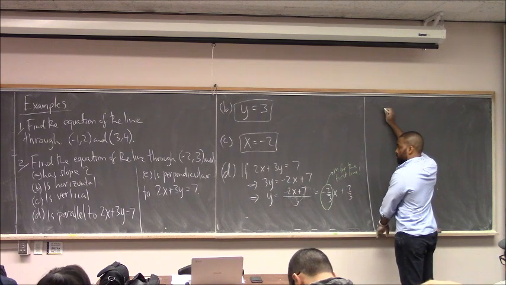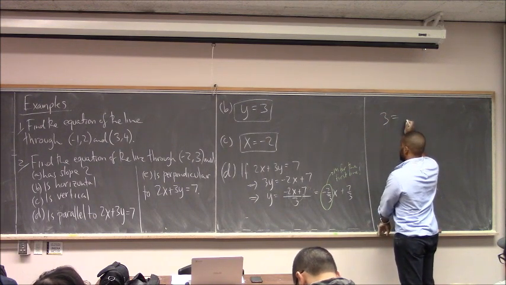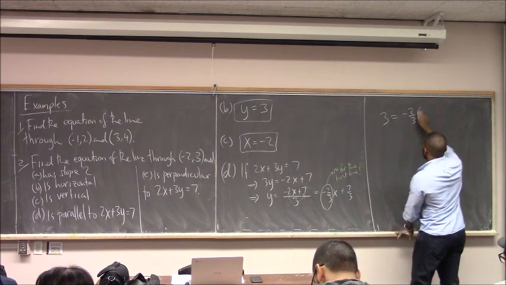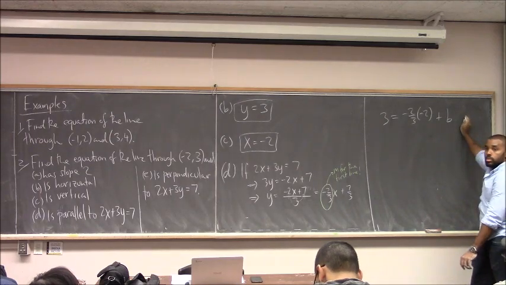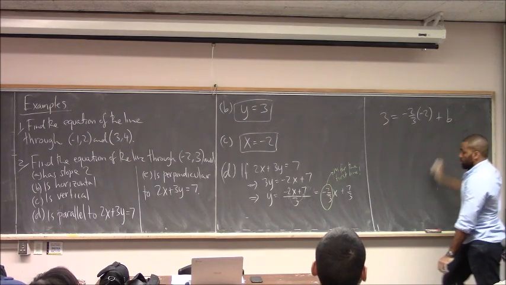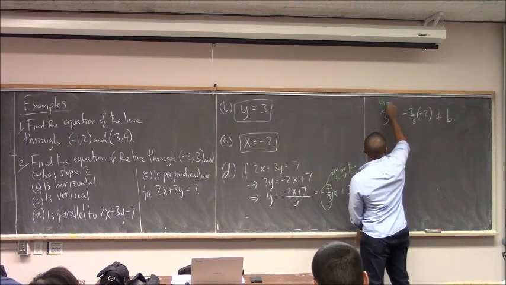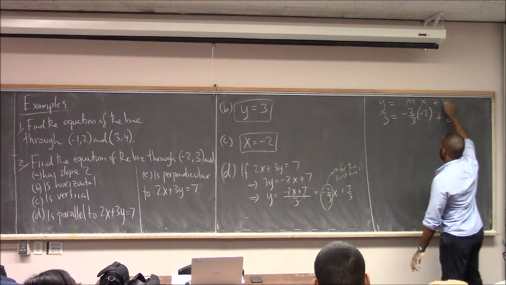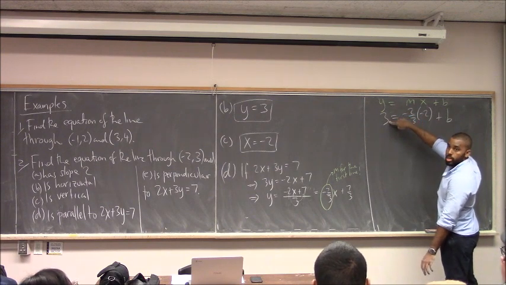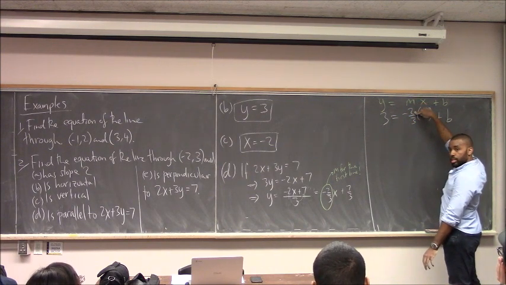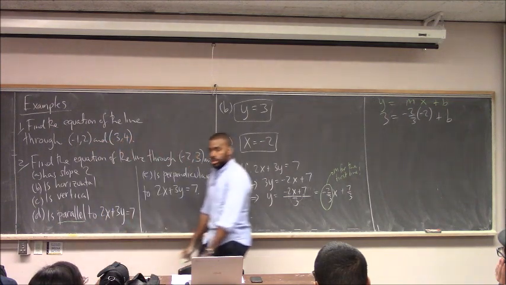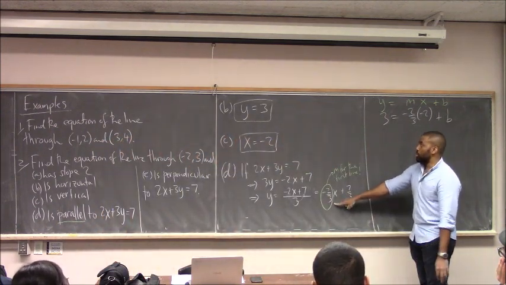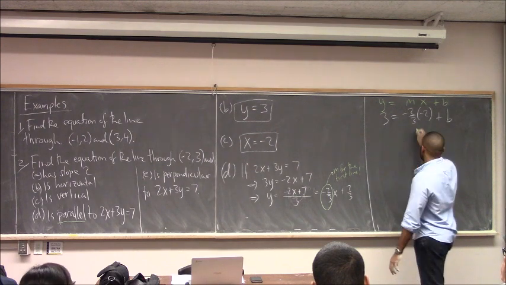3 equals negative 2 over 3 times negative 2 plus b. Okay, why that equation? What did you think about it? That's the slope-intercept form, right? So you're thinking of y equals mx plus b, and you're plugging in 3 here. Why did you plug in negative 2 over 3? That's the slope, and it's parallel, so it has to be the same slope. We know it's the same slope. So the slope for this one must be the same as the slope for that one because it's parallel.